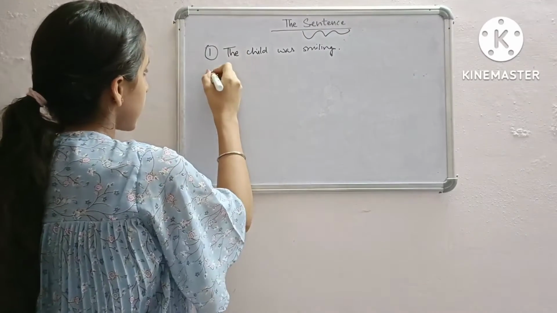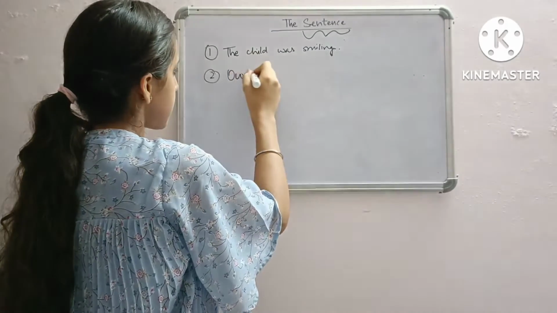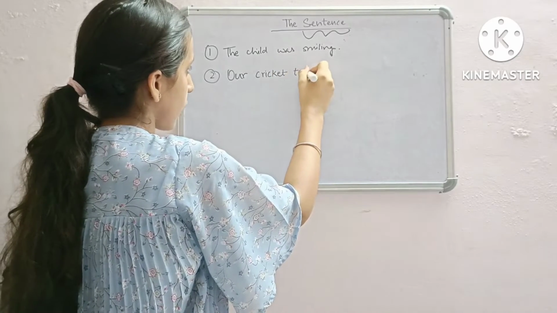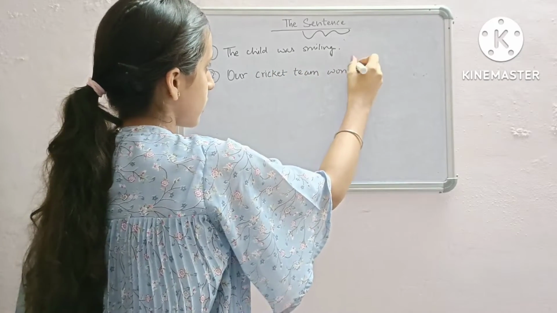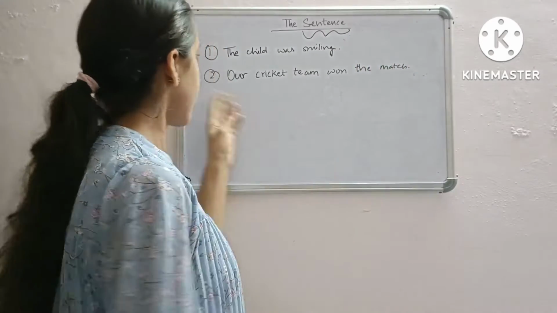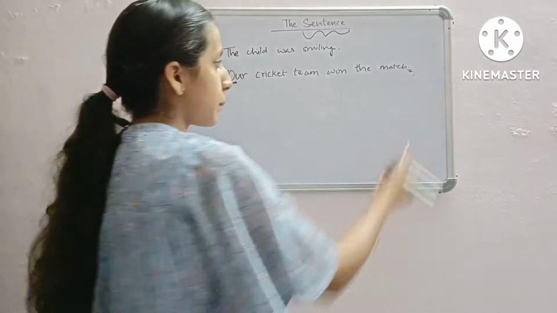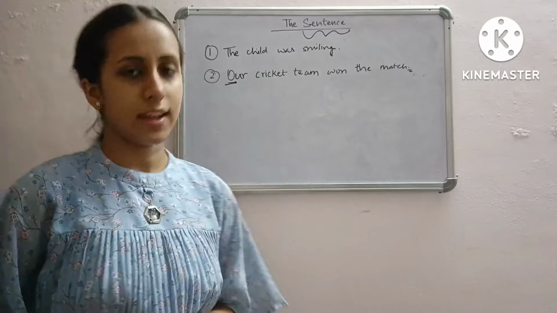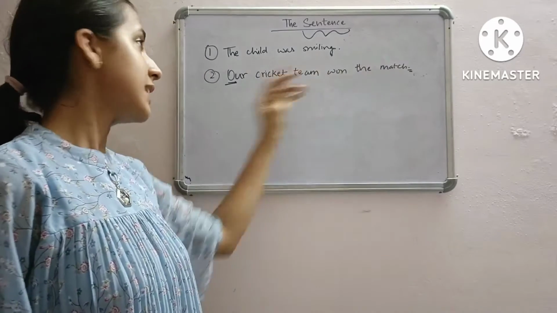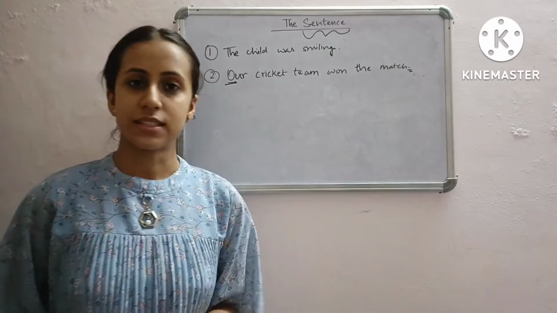Okay. The second one can be, what can it be now? It can be our cricket team won the match. So you see, again the same thing. It's starting with O, that's capital, and it's ending with a period or a full stop at the end. Rules are being obeyed. So we say that the sentence is complete and it's adding a meaning. The words are adding meaning to it. Hence, it's a complete sentence.